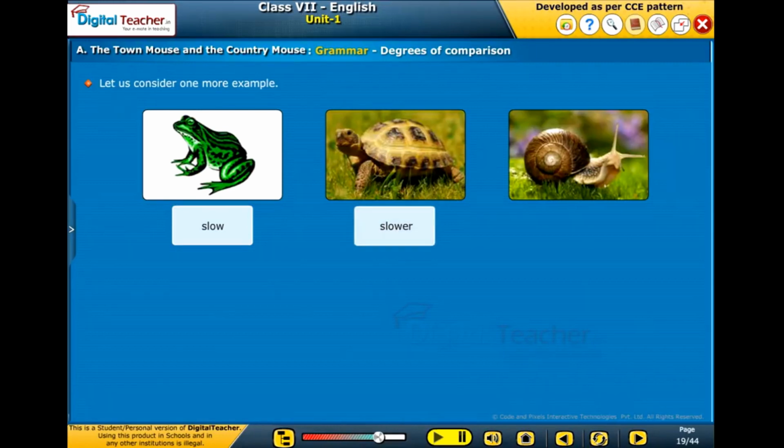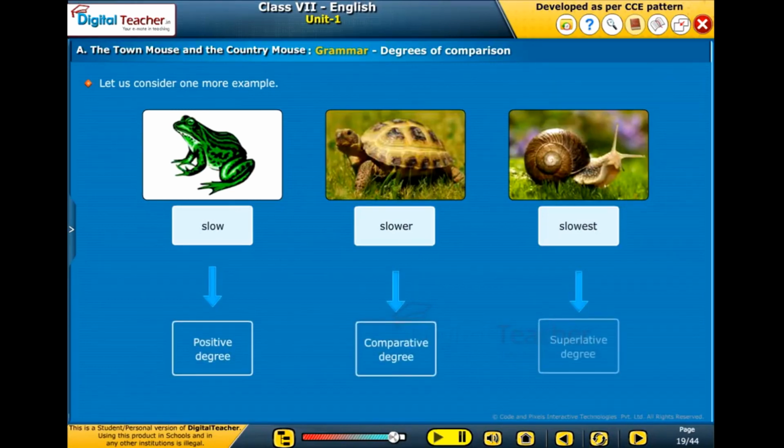Comparatively, the tortoise is slower than the frog. Compared to these two, the snail is still slower, that is, the slowest of the three creatures. The words slow, slower, and slowest are adjectives in different degrees of comparison, that is, positive, comparative, and superlative respectively. Usually, addition of er as suffix to the word in positive form gives its comparative form, and addition of est as suffix to the word in positive form gives its superlative form.